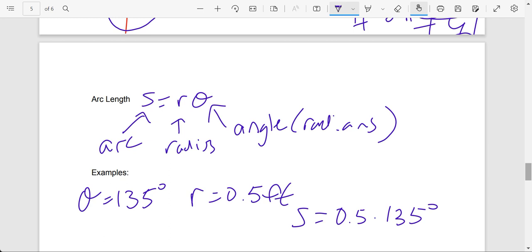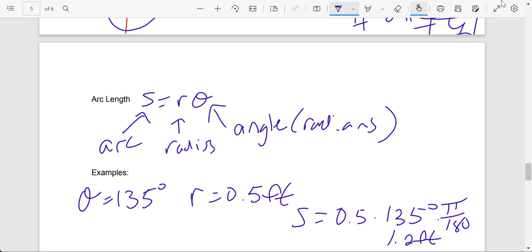Why? Your angle's supposed to be in radians, so you're going to multiply it by pi over 180. Now multiply that all together. And what do you get? You'll get about 1.2 feet. How's that sound? Sound good?